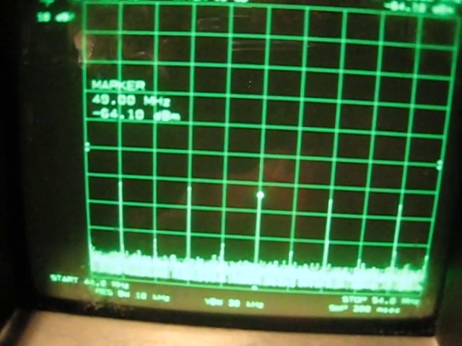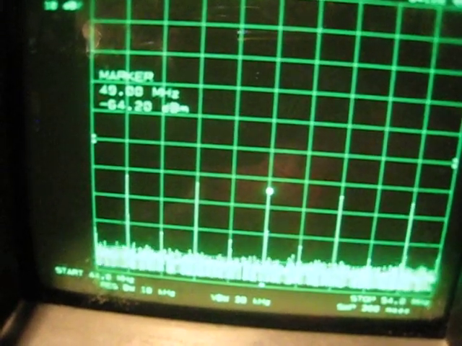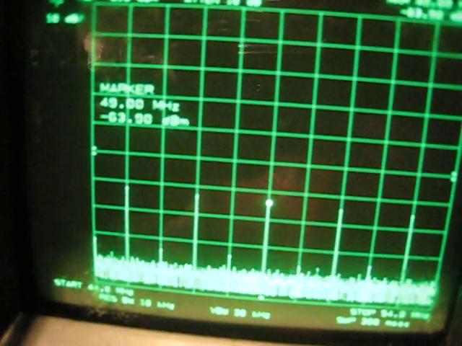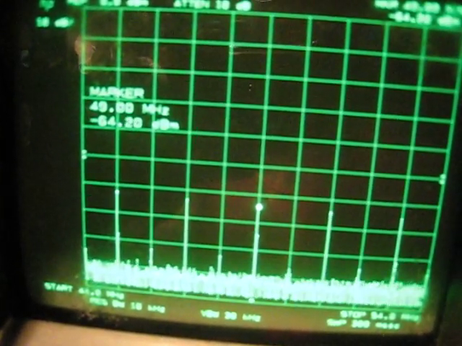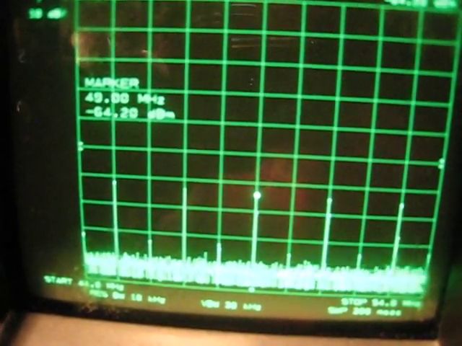Every 2 megahertz you see a big hit, and every 1 megahertz in between the 2 megahertz, you see a small hit. Those are the odd harmonics that are large, and the even harmonics that are small. That's a characteristic of a square wave.